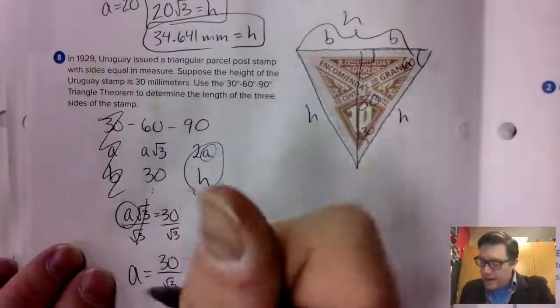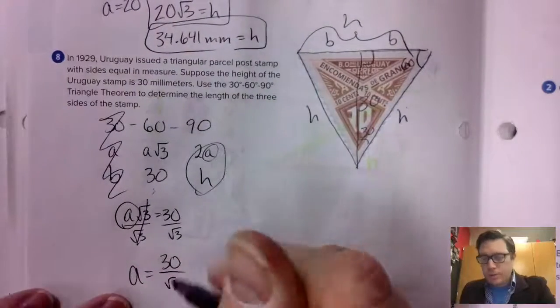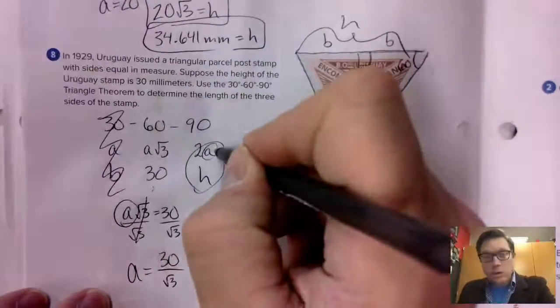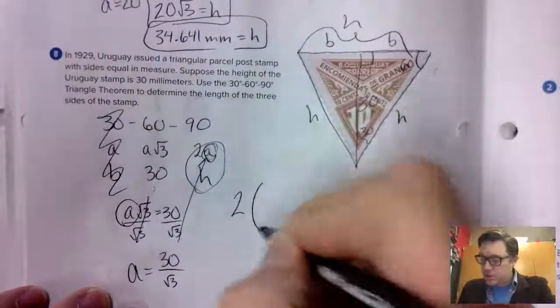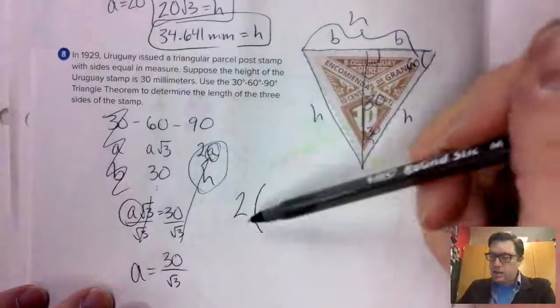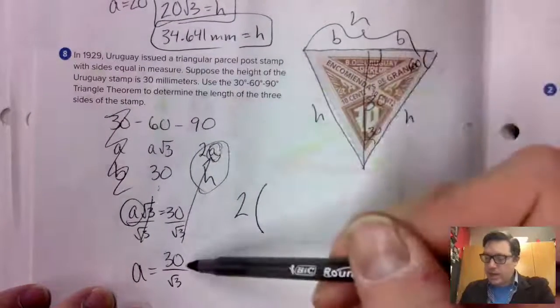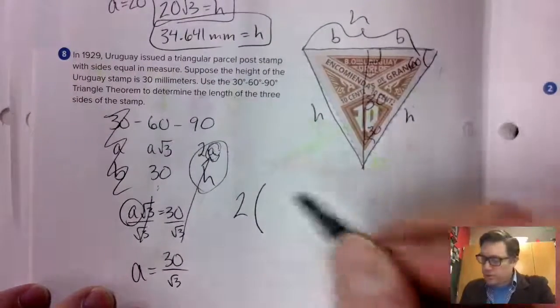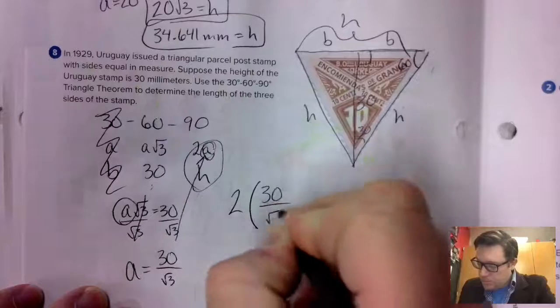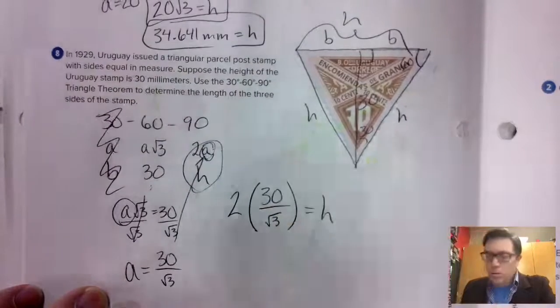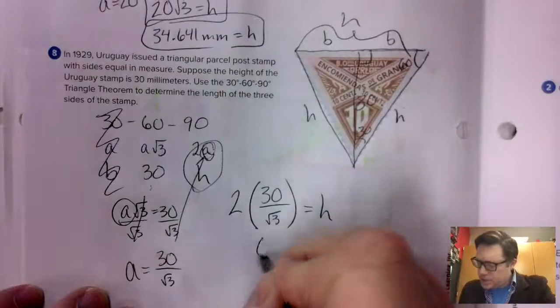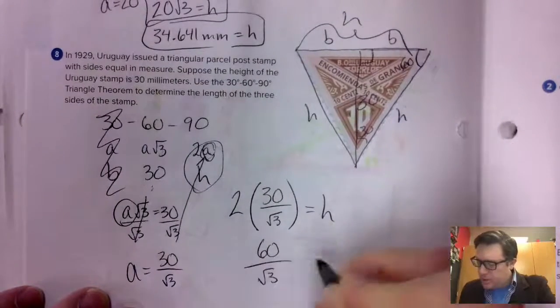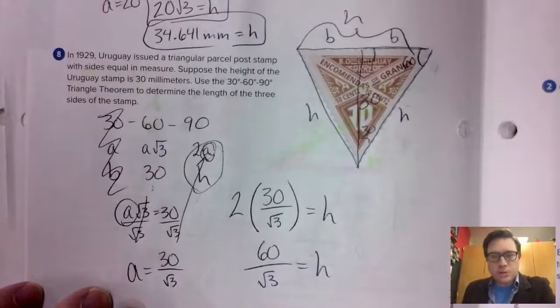Since we have this fraction, 30 on top, square root 3 on the bottom, and that's what equals a, we can go back to a over here and straight swap. Instead of writing a, with parentheses here, I'm going to write the fraction 30 over square root 3. And that's our length of the triangle. 2 times 30 is 60. Square root 3 is on the bottom, so that's also the side length of h.